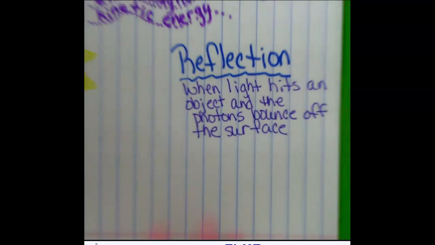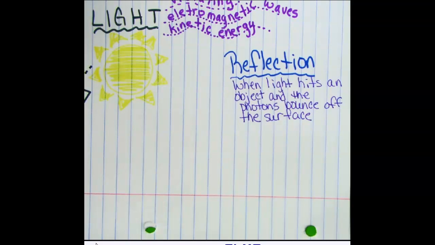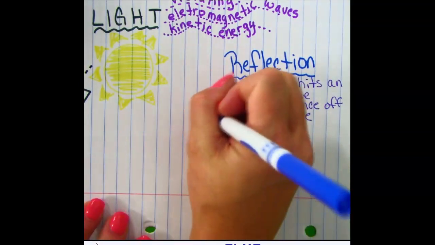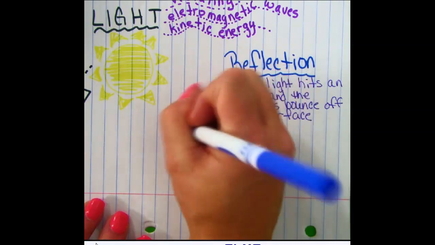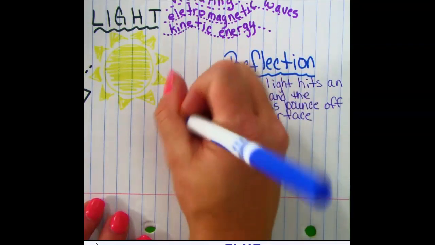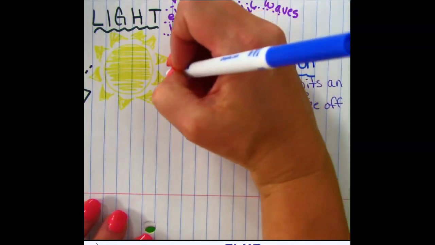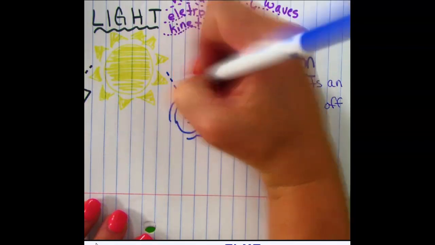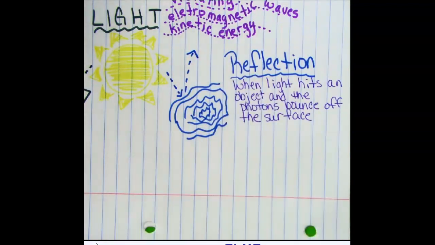All right, I am going to zoom out so we can draw a picture of what reflection looks like. So if I have a wave of water, then the light comes down and bounces off, right? It bounces off. That is reflection. Light bounces off. I will give you a minute to do that, and then we will do absorption.